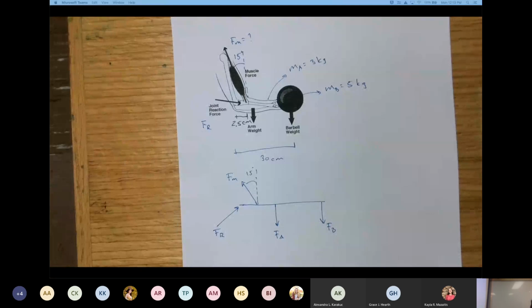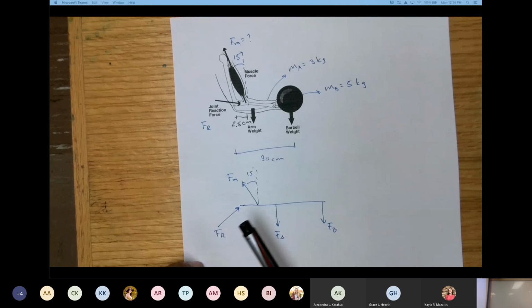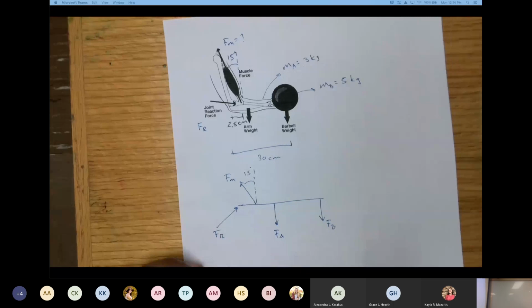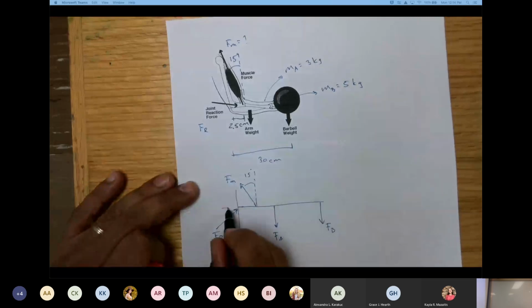Okay, so again, when you are working with these kinds of problems and you have a couple of unknowns, try to place the origin of your frame of reference somewhere where you have an unknown force. In this case, we have two unknown forces: the reaction force and the muscle. So I'm going to try to solve for the muscle, so I'm going to put the frame of reference here at the reaction force. And I think this is what most of you did. Okay, so this is going to be my frame of reference.